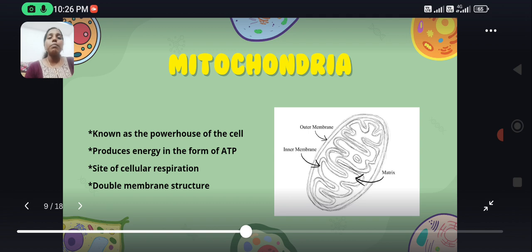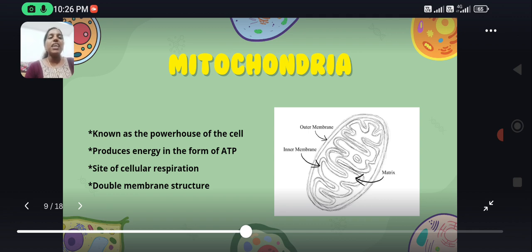Next very important cell organelle is the mitochondria. Mitochondria is also known as the powerhouse of the cell. Powerhouse means it is equal to ATP, that is the energy. They produce energy in the form of ATP. So they are known as the site of cellular respiration.